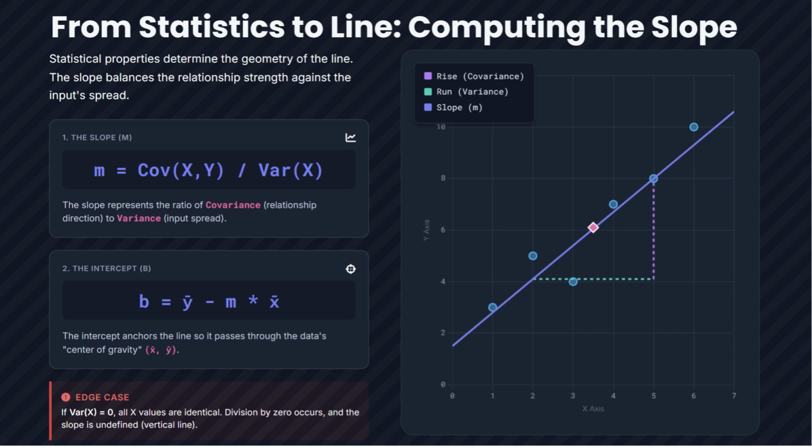This makes sure the line always passes exactly through the center point of the data, (mean_x, mean_y). On the right you can see a beautiful graph. Rise is covariance, purple, run is variance, green, and the slope is shown clearly. One important edge case: if variance of x is 0, all x values are exactly the same, we get division by 0, and the slope becomes undefined. The line would be vertical.